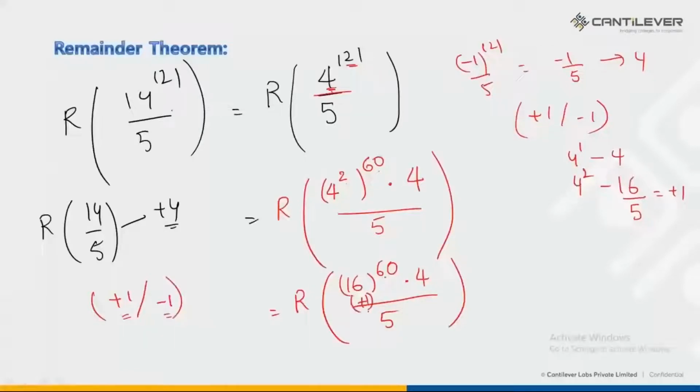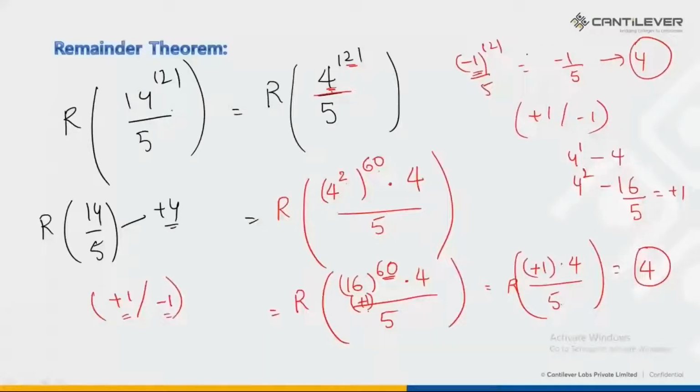Be careful, plus 1 whole power even number, so this will be plus 1. So plus 1 into 4 divided by 5. What is the remainder? 4 by 5, remainder is 4. See, in both ways you got the same answer. But whenever you're taking minus 1, you got the answer very fast.